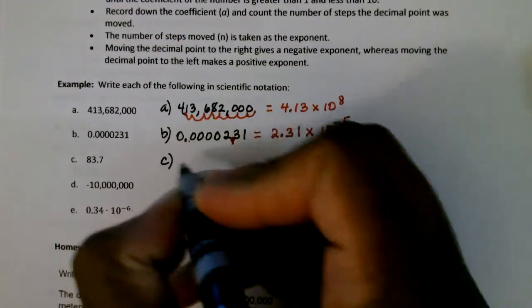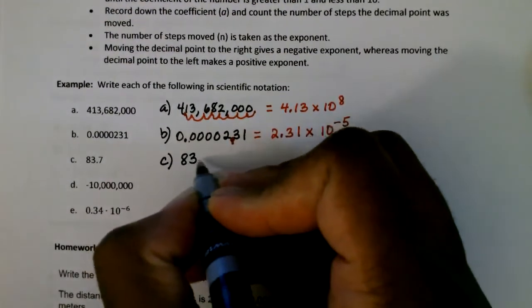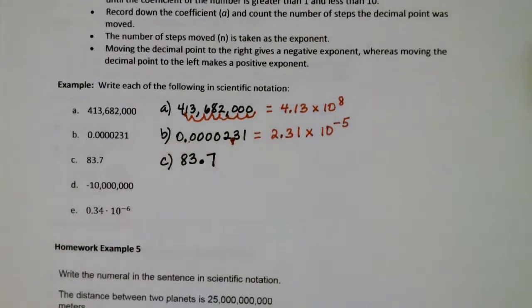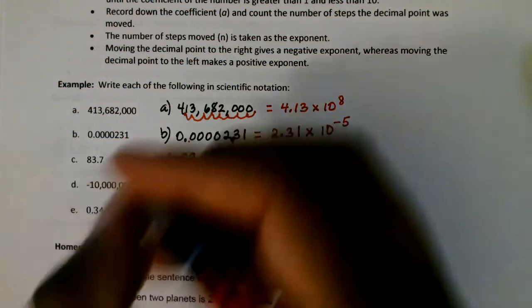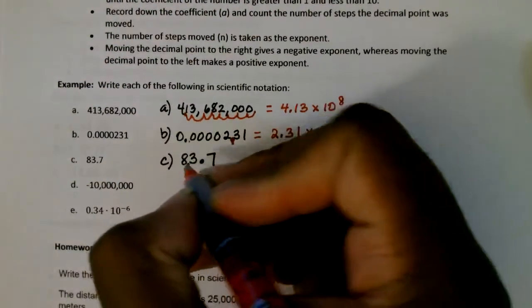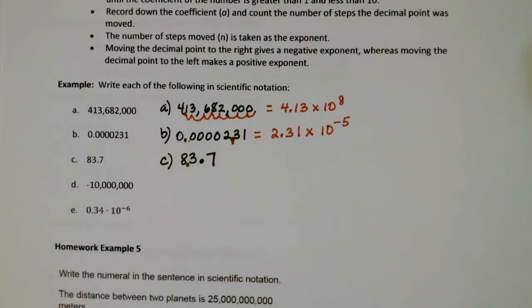Now look at part C, we got 83.7. That number is not in scientific notation, okay? Because that is not a number that is at least 1 but less than 10 multiplied by a power of 10. So what we need to do here is put the decimal point behind the very first non-zero number from left to right. That decimal point needs to be behind the 8.